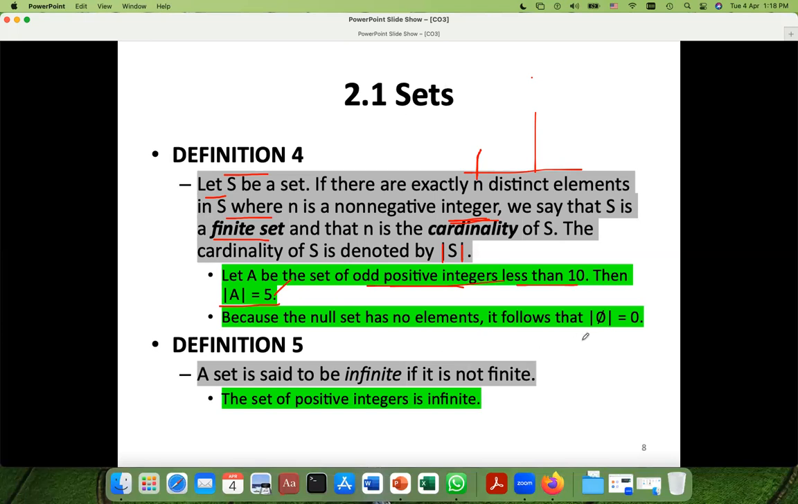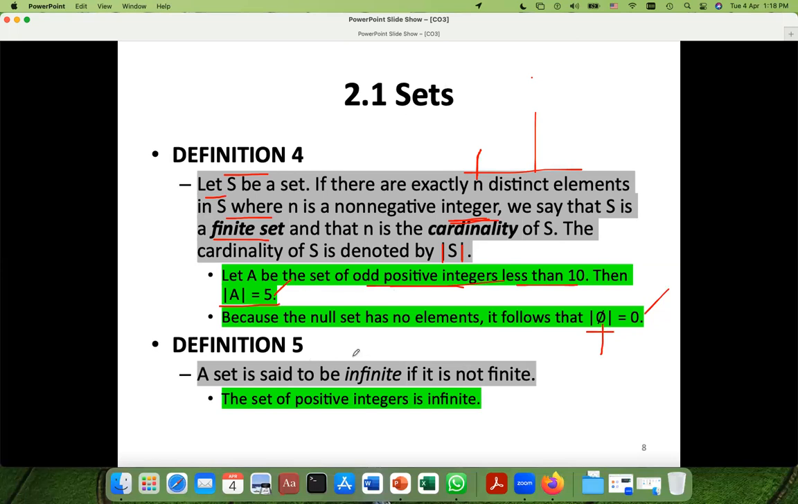And what is the cardinality for the empty set, null set? So this is phi, or you can say it phi. It is up to you. So this is phi, and the cardinality of phi is what? 0, because null set or empty set normally does not have any element in it.